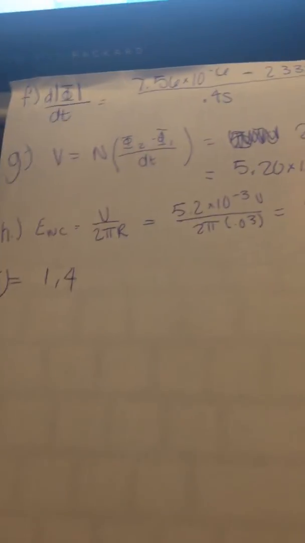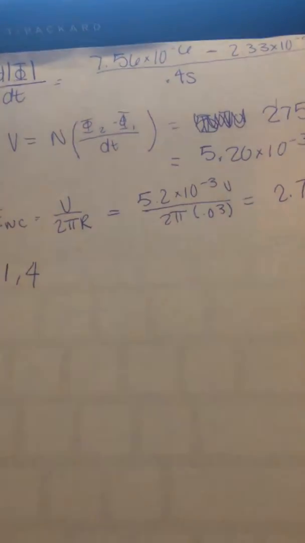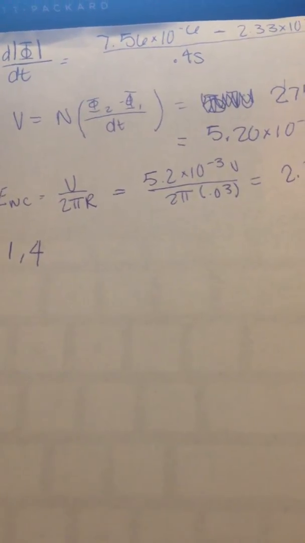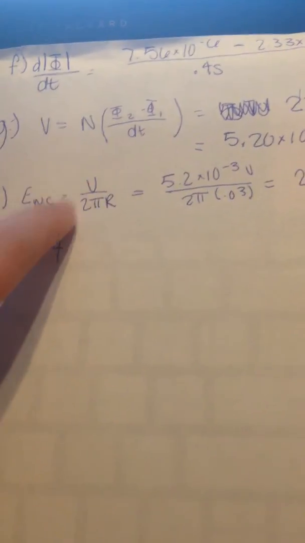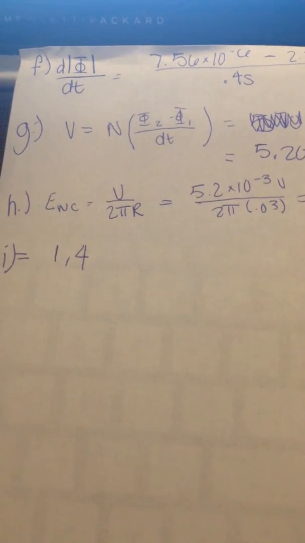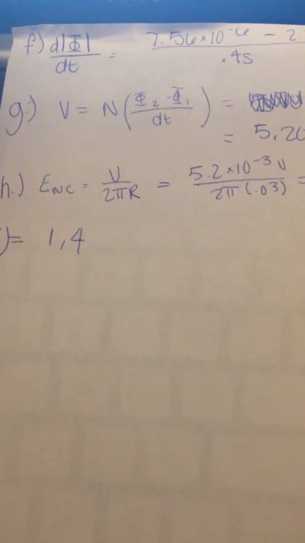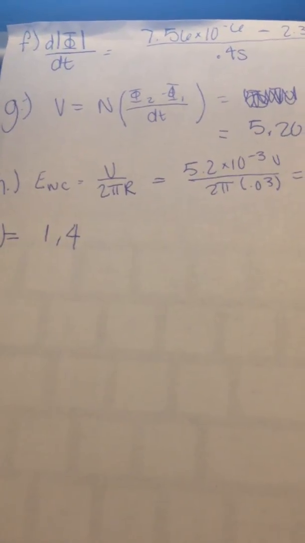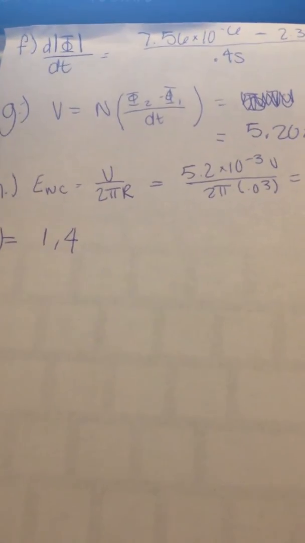And so for part H, we are asked, what is the magnitude of the non-Coulomb electric field inside the wire of coil 2? So we know that E nc is equal to V over 2 pi R. Plug that in there, do the same thing, plug and chug. And for I, it says at t equal to 0.5 seconds, the current in coil 1 becomes constant at 5. Which of the following statements are true?